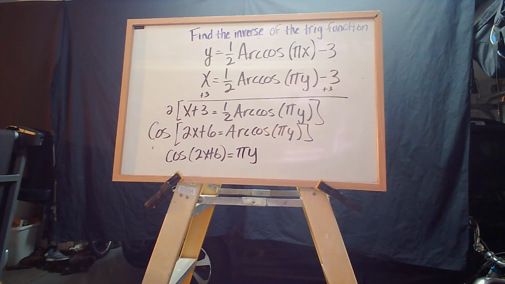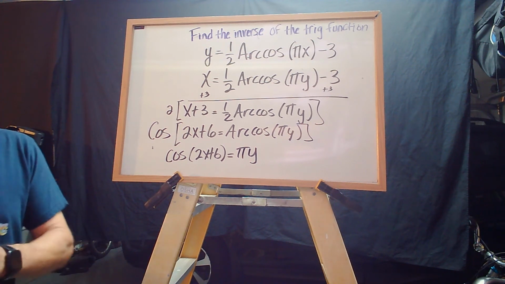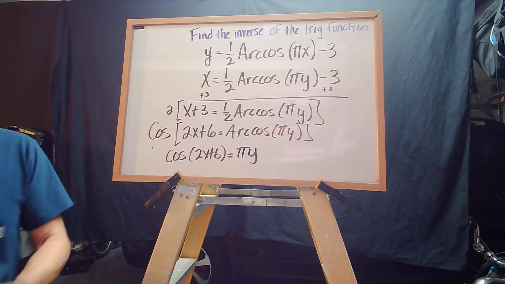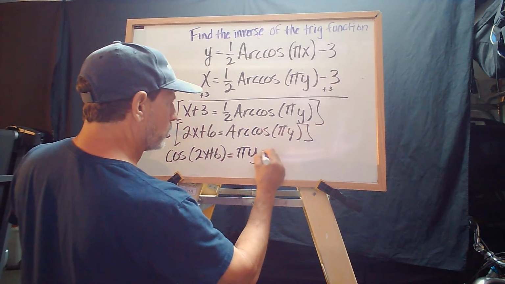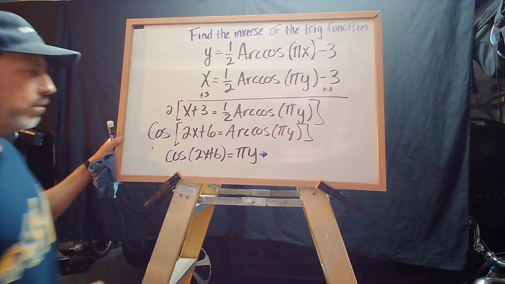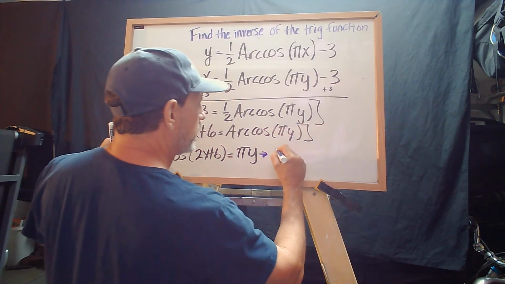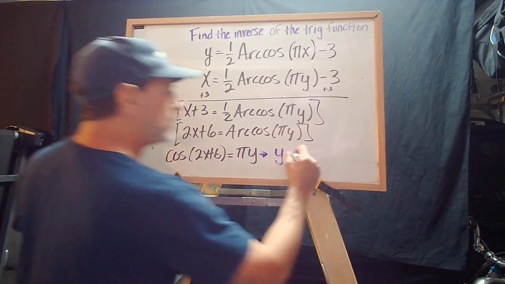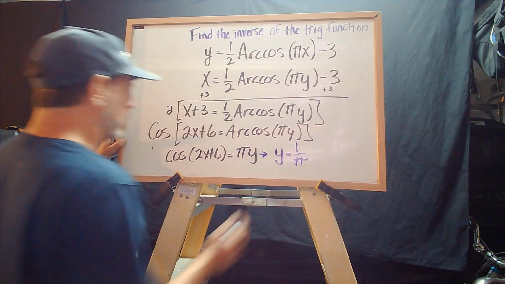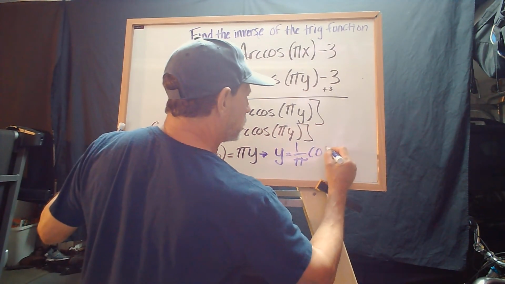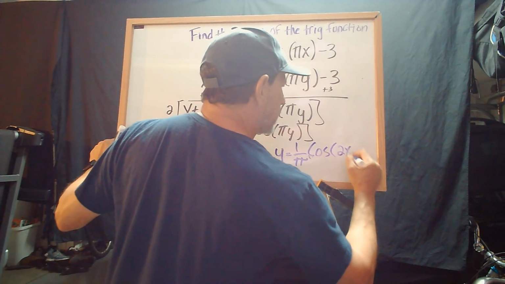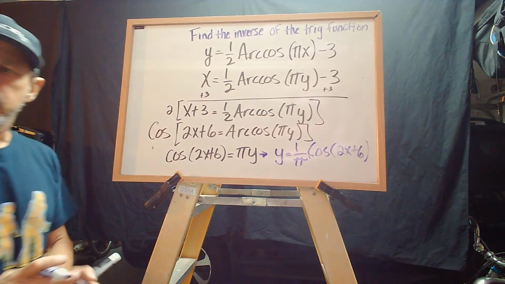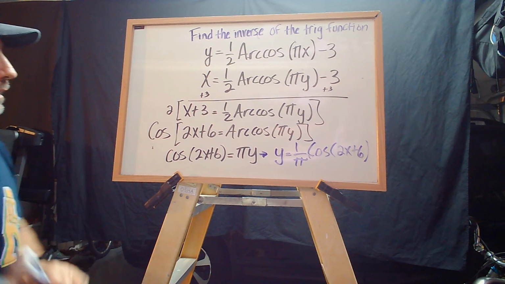And of course, the last step, we're going to multiply by 1 over pi. So our final answer, I'm going to move over to here, and so by multiplying both sides by 1 over pi, we're going to end up with y equals 1 over pi cos, capital cos, of 2x plus 6. And that's how we take a trigonometric function and find its inverse.